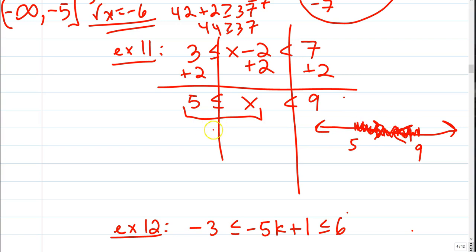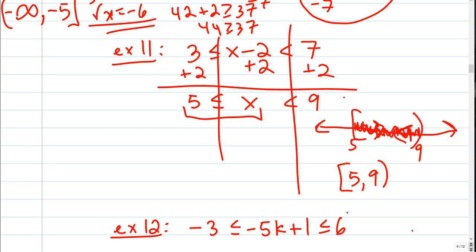What symbol do we put on the 5? Equal to is a bracket. The symbol on the 9, not equal to, is a parenthesis. What is the interval for this? Well, our minimum is 5. Our maximum is 9. On the 5, a bracket. On the 9, a parenthesis.